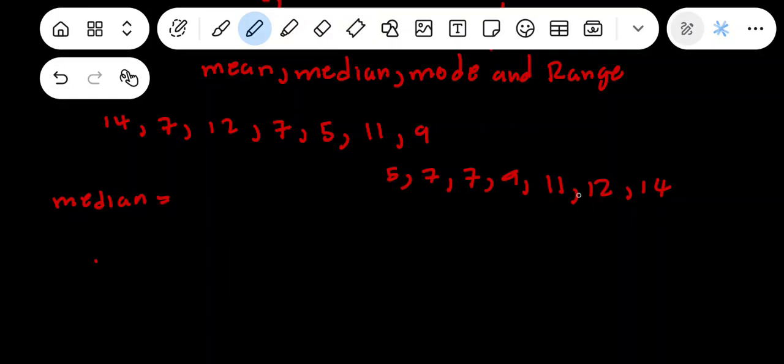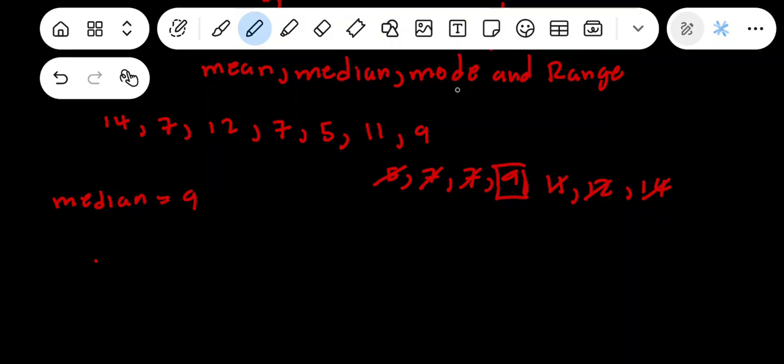The median is the middle number of this sequence. So how can we find it? I'll simply eliminate from both ends: the first and the last, the second and the second to last, until you get to the middle number. We have cancelled 3 on this side and 3 on this side. Our middle number here is 9. That will be our median. Our median is 9.